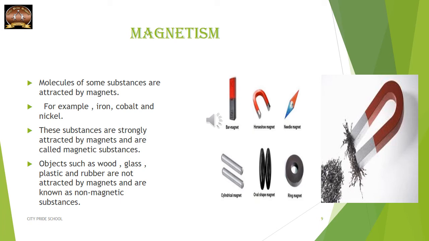You must have seen different types of magnets like bar magnet, horseshoe magnet, needle magnet. When these magnets are taken near objects which are made up of iron, cobalt or nickel, they will easily get attracted towards the magnets and they will be called magnetic substances. Well, there are some objects which will not get attracted by magnets and they will be known as non-magnetic substances. The examples of non-magnetic substances are wood, glass, plastic, rubber, etc.